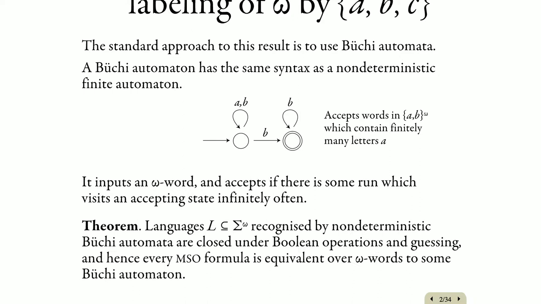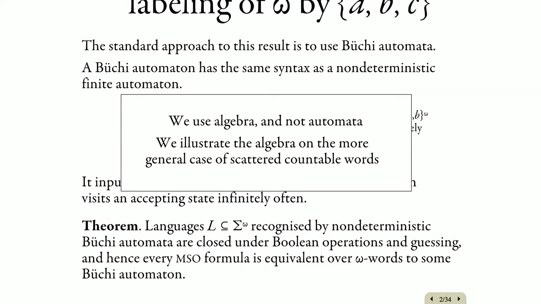So it's just omega words. And actually, let's not begin there. Let's just not do it. Okay? So the classic thing to do is Büchi automata. You will see this tomorrow, I think, we've already seen it with Moshe, and you'll see more, I guess, tomorrow. But we will not use automata. We're going to use algebra.